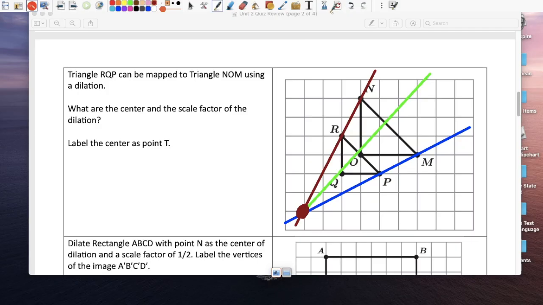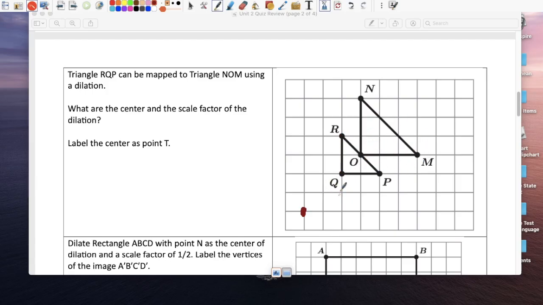Well, let's see if we're correct. All right, let's see if I remember the points. Keep that point in your mind. So this is where all those three lines intersected. Let's see if that's right. So that's right. Triangle RPQ, that's the original, got bigger.